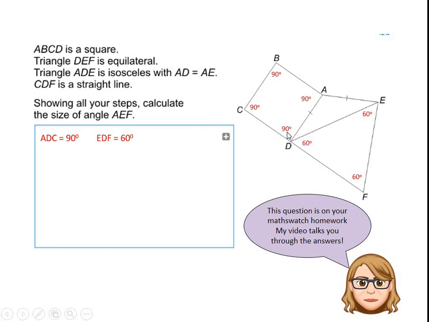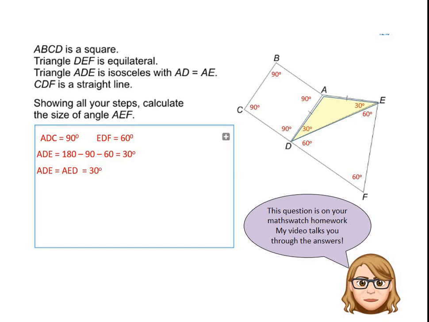I can see that this angle here 90 and this angle here 60 forms part of a straight line. So if I add them together and take them away from 180, it leaves me with one of the base angles on the isosceles triangle being 30 degrees. Because it's isosceles, I can then label the other angle also 30.